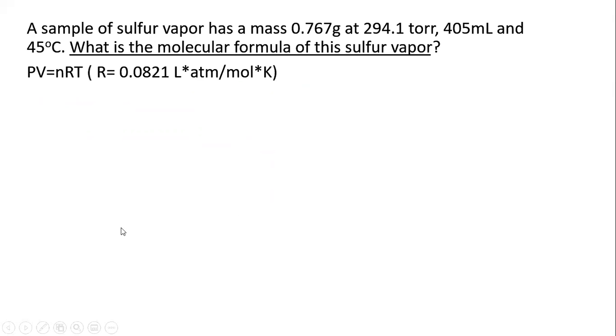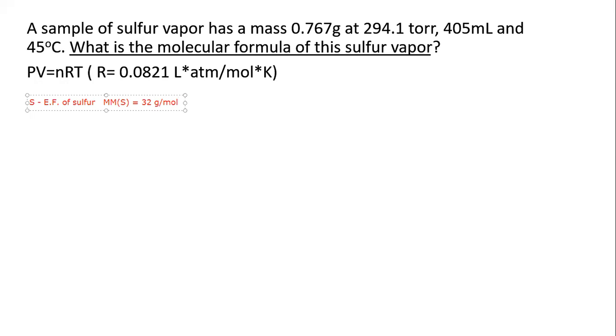So here we have a sample of sulfur vapor, has a mass of 0.767 grams at 294.1 torr, 405 milliliters, and 45 degrees Celsius. What's the molecular formula of the sulfur vapor? Now, before we begin to determine the molecular formula, we need to know the empirical formula. And the empirical formula of sulfur vapor is S. So this is the empirical formula of sulfur. And so its molar mass is 32 grams per mole.